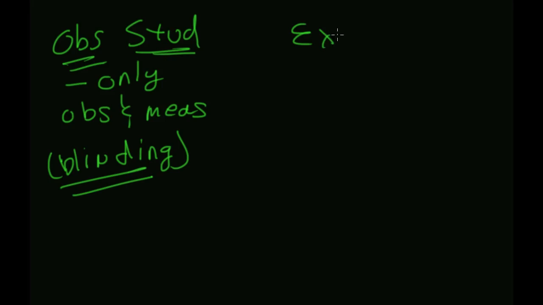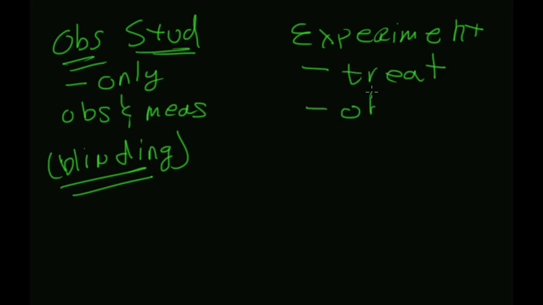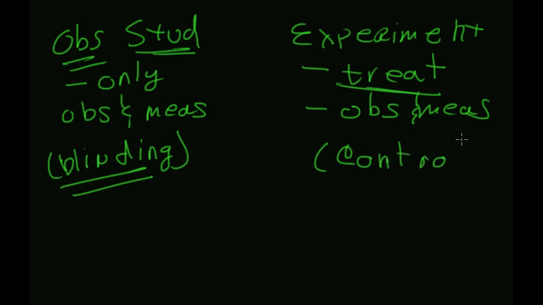Okay, in an experiment, we are applying a treatment to some people and then observing and measuring. And it doesn't have to be people. It could be animals. It could be situations. But we are applying a treatment, observing and measuring. And here you have the advantage of control, because you can control out other variables.